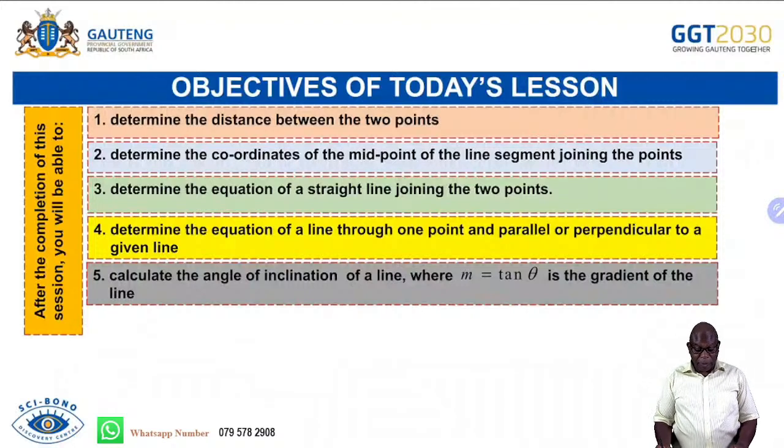The next one, you must be able to determine the equation of a line through one point and parallel or perpendicular to a given line. Number 5, you must be able to calculate the angle of inclination of a line where m is the gradient, which is equal to the tangent of theta and is the gradient of the line.